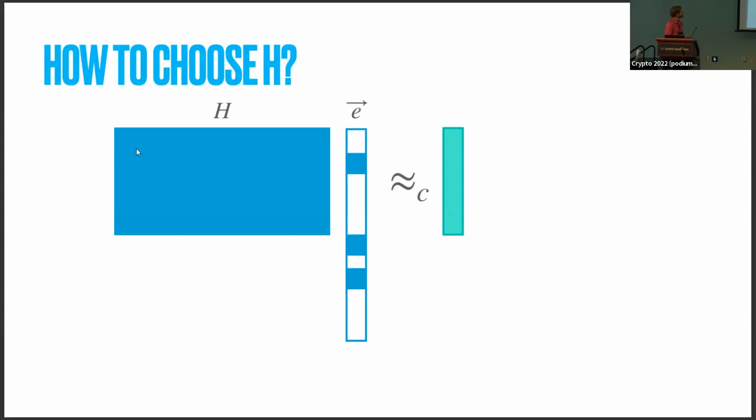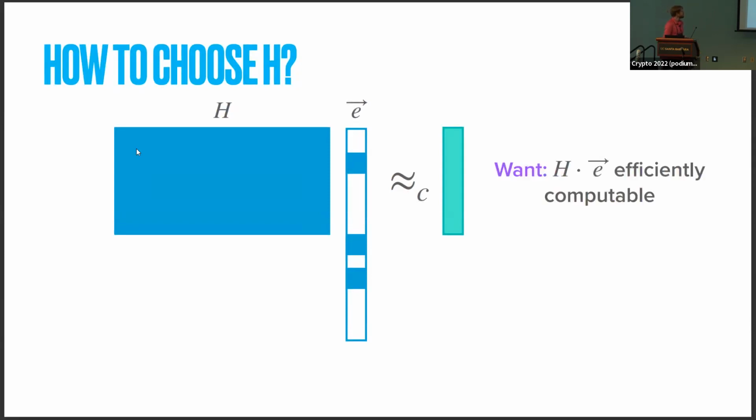So how should we choose H? What we need is that when we multiply it by a random sparse vector, the result should be computationally indistinguishable from uniform. You could think of this as some sort of pseudo-random generator behavior, because the vector e, if it's low weight, is a low-entropy seed that we want to make look uniform.